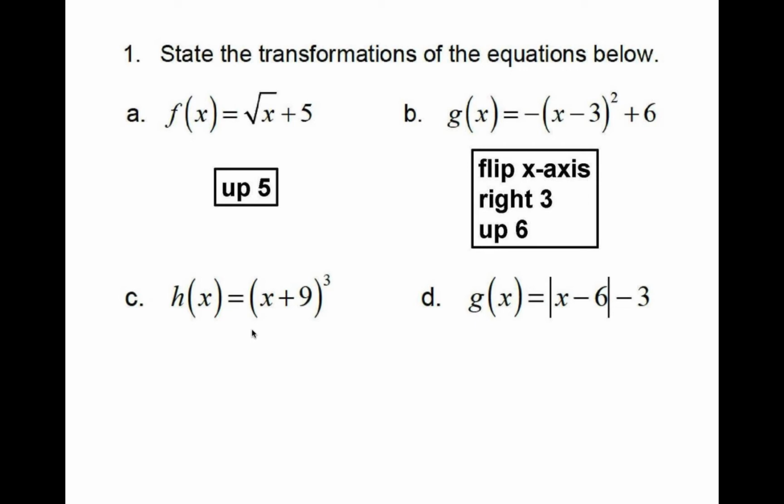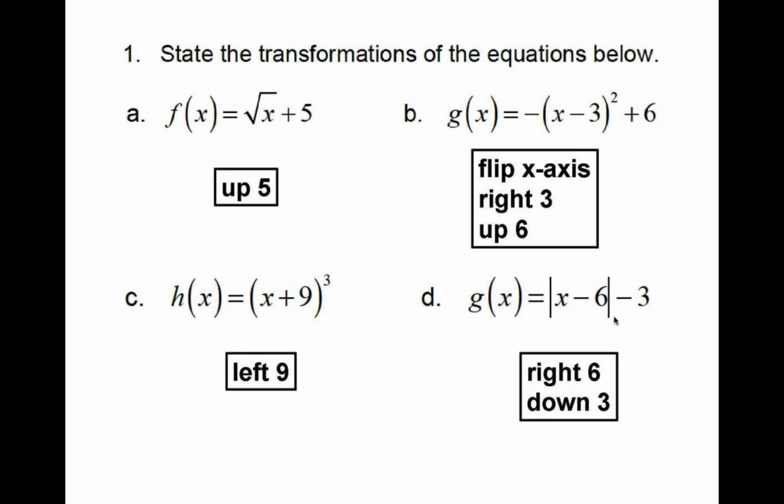For part C, we don't have a flip. When I do the opposite, I'm going to get negative 9, comma, there's no number on the end, so that would be 0. So negative 9, 0 would mean that I'm going left 9, up 0 in this case. Last one, we don't have a flip. The vertex is going to be positive 6, comma, negative 3, which means I'm going opposite, so right 6, and same, down 3.